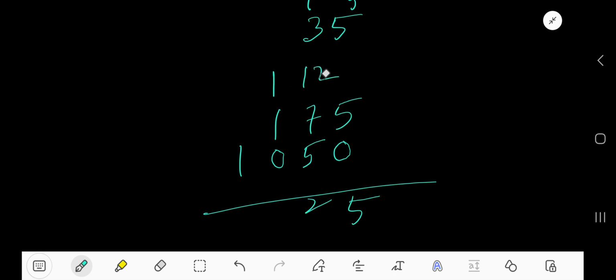Write 2, carry 1 to the next column. 1 plus 1, 2, then 1. So 1225. This is the answer.